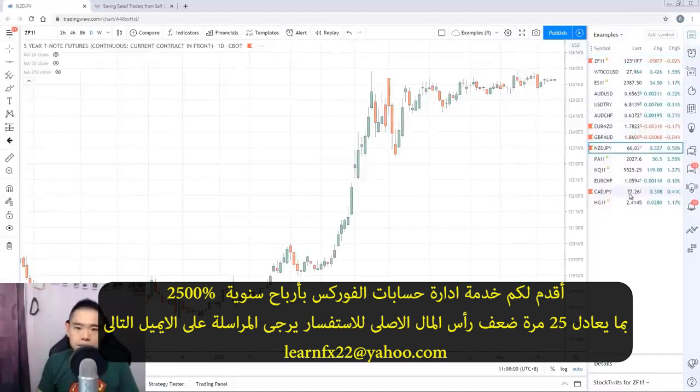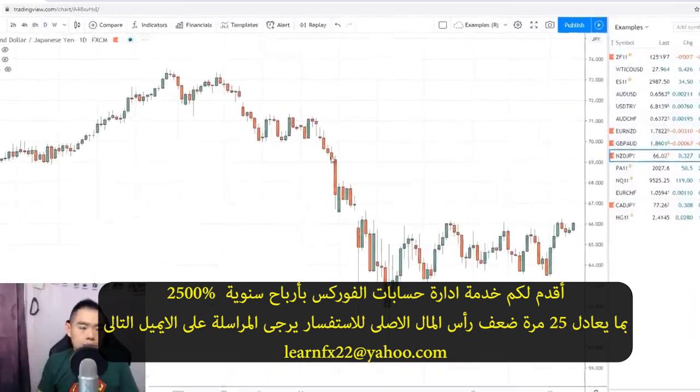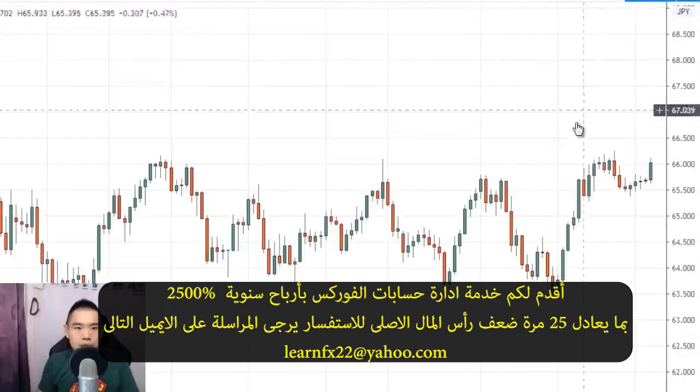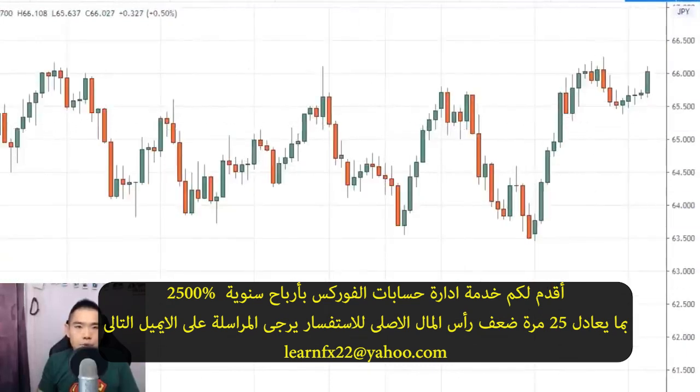This is very simple. Let's say this is New Zealand yen, on the 8-hour time frame. Let's say you have an entry trigger to go short. Maybe there's this price rejection over here, a bearish engulfing pattern, and you went short. And you want to capture a swing in this market.